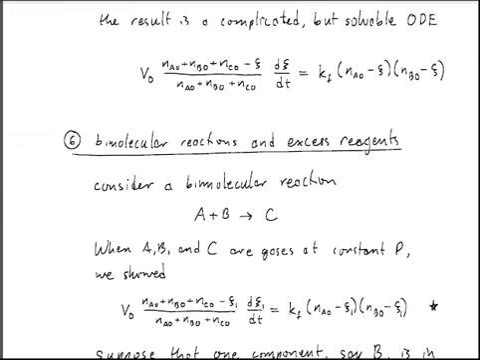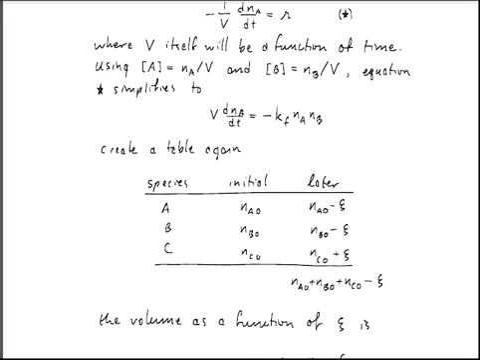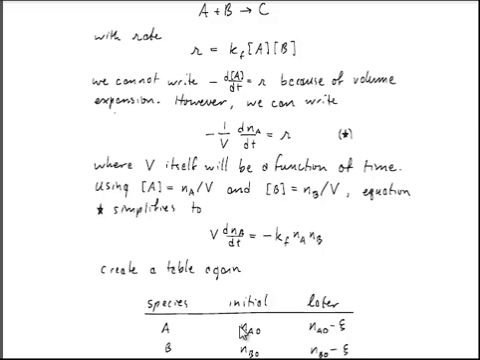So the result turns out to be a somewhat complicated, but still solvable ordinary differential equation for the extent of reaction as a function of time. And this is the actual ODE that you would have to solve. Probably you would have to do this numerically because it's now a pretty complicated thing. But still, you can see that this is just a first order equation that gives you xi as a function of time. From xi as a function of time, you can go back and compute the amount of each species as a function of time, and the concentrations as a function of time, by plugging in the expression for volume in each concentration.